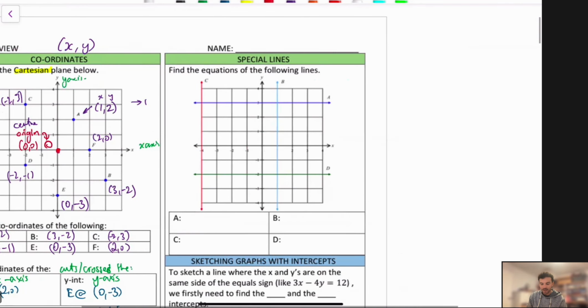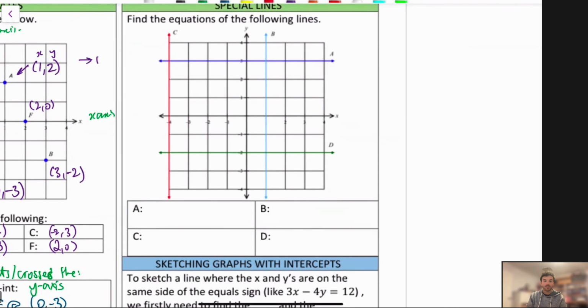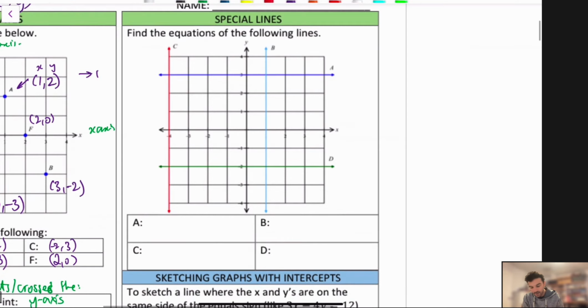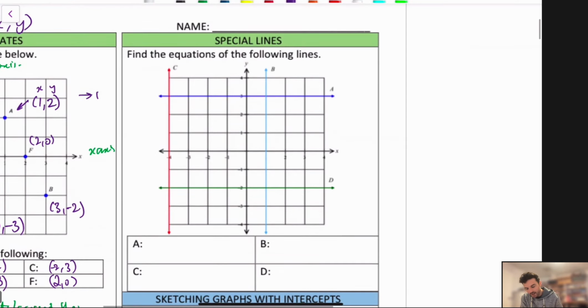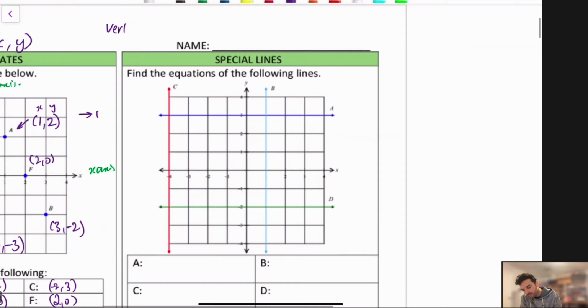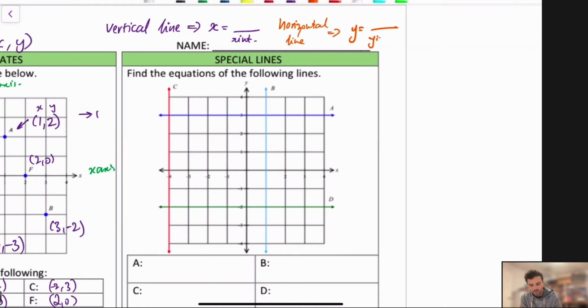These are called special lines, and they are just horizontal lines or vertical lines. Now the rule of thumb is if you've got a vertical line, the rule is x is equal to, and then you just put the x-intercept number there. And if it's a horizontal line, you go y is equal to, and then you put the y-intercept here. So let's have a look at this.